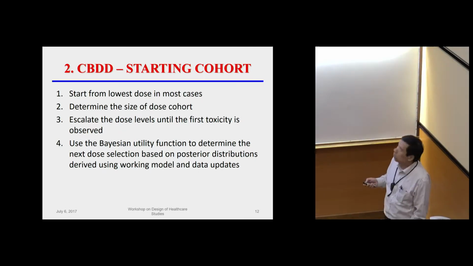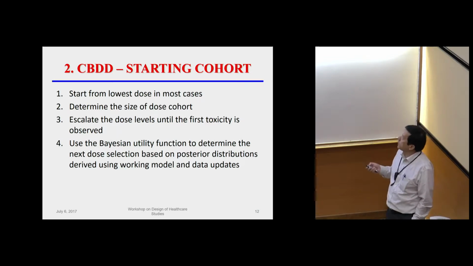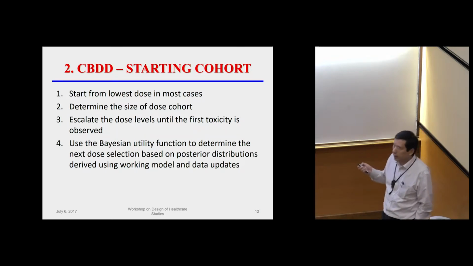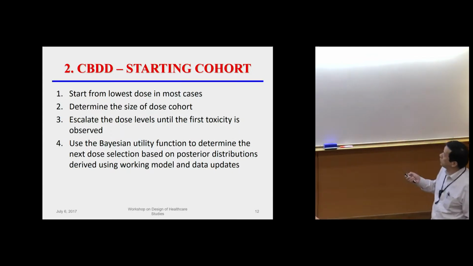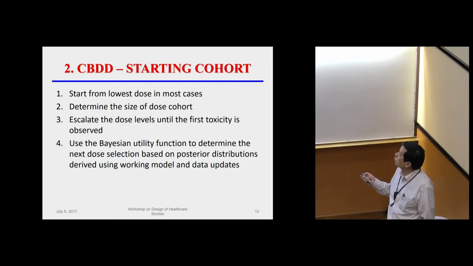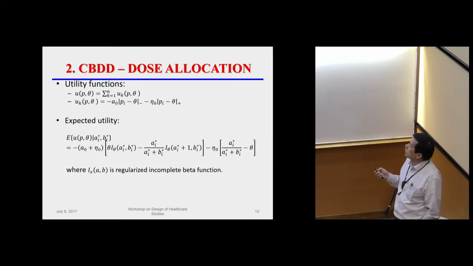We start from the lowest dose, and we determine the size of the cohort. You can do 3 every time or 1. Then we escalate the dose levels. Initially we don't do anything, we just let it go, speeding up until you see the first toxicity event. Then you start using a Bayesian utility function to determine the next dose. Here theta is the target toxicity rate, and P is the posterior probability.